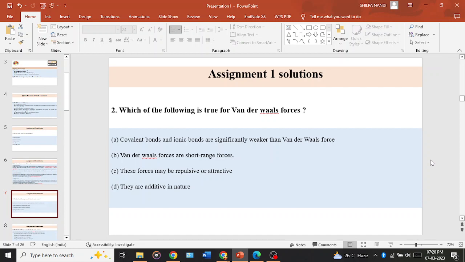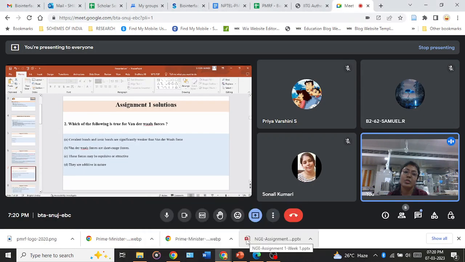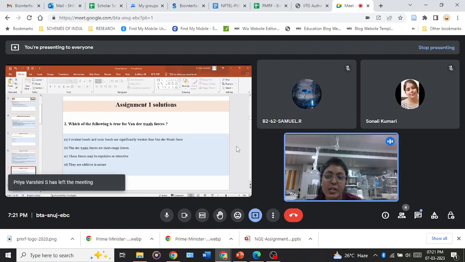So the next question is, which of the following is true for van der Waals forces? The options here are: A, covalent bonds and ionic bonds are significantly weaker than van der Waals forces. B, van der Waals forces are short range forces. Option C is these forces may be repulsive or attractive, and option D is they are additive in nature. Would anyone like to answer this question? Think about the characteristics of these forces, and then think about what the answer can be. Any guesses? Which is true for van der Waals forces?